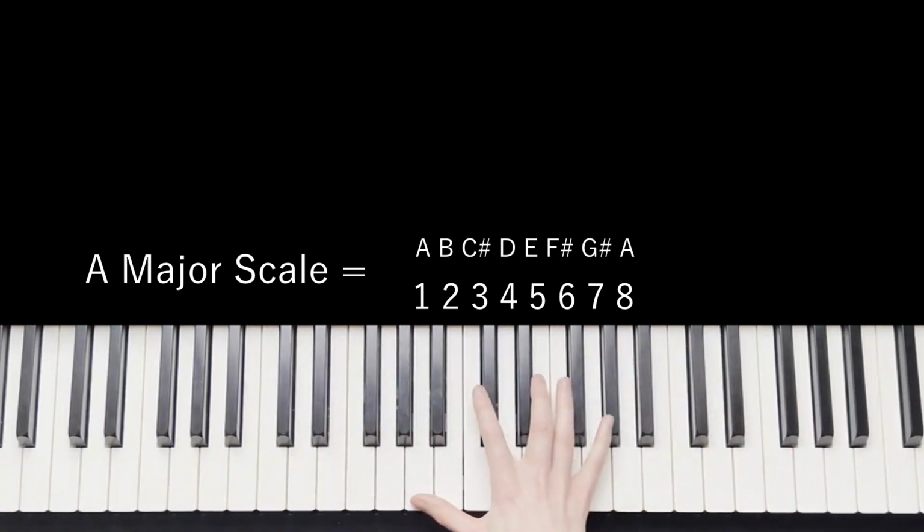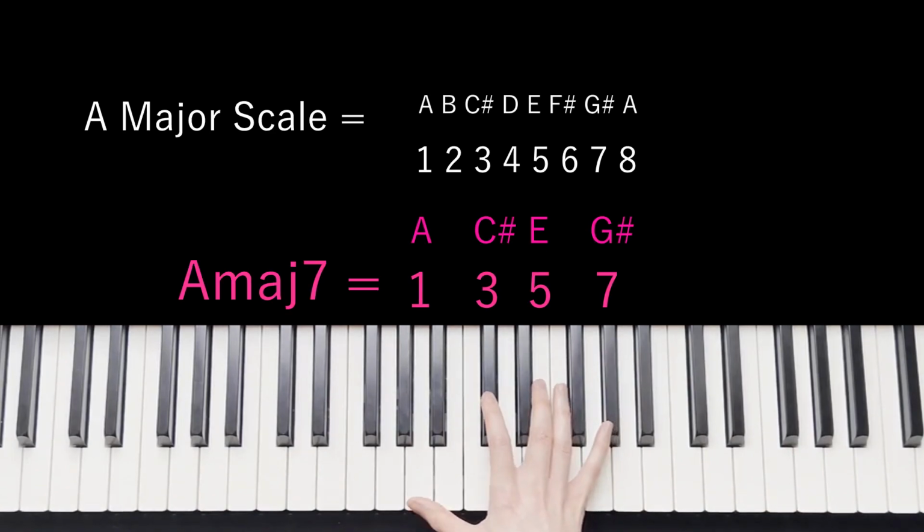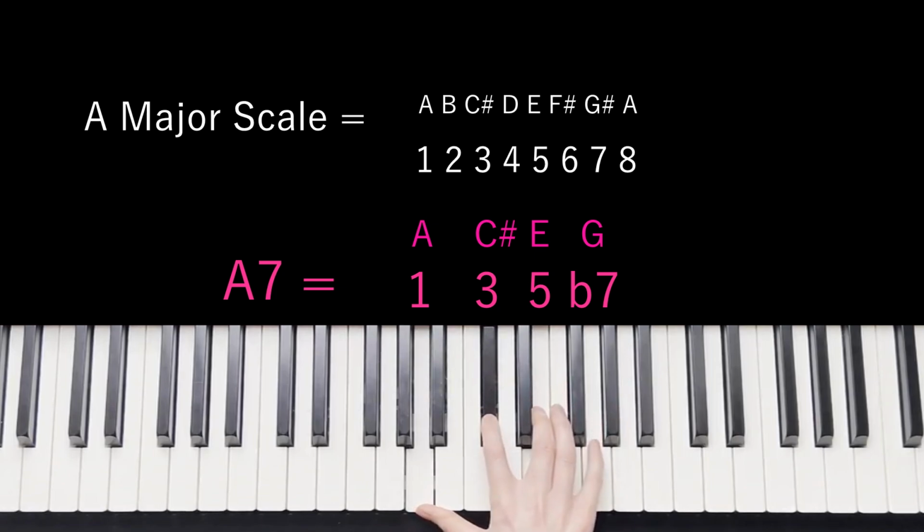But anyway, if I want to make a major 7 chord, I just pick out notes 1, 3, 5, 7. And again, an easy way of remembering the 7 is that it's always a semitone away from the root. And then if I want to get A7, A dominant 7: 1, 3, 5, flat 7.